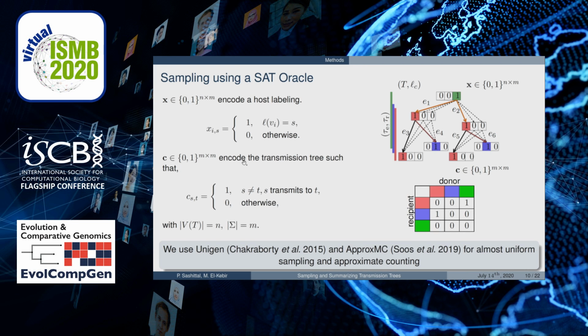Similarly, we also introduce C, which encodes the transmission tree. It's another Boolean variable, where c_{s,t} would be 1 if host s infects host t, and it would be 0 otherwise. Once we convert our problem instance into a CNF formula, we can use tools like UniGen and ApproxMC for almost uniformly sampling and approximately counting the solution space.